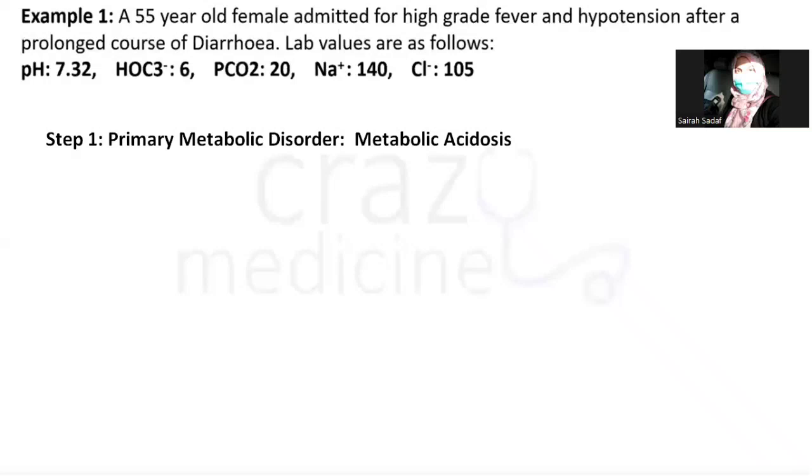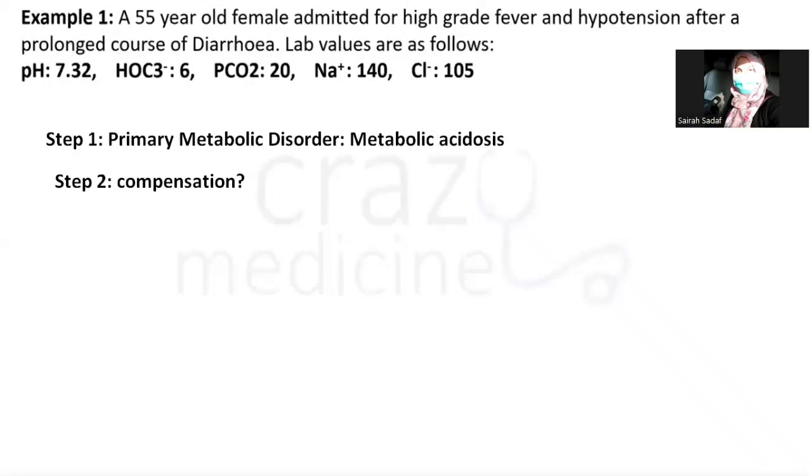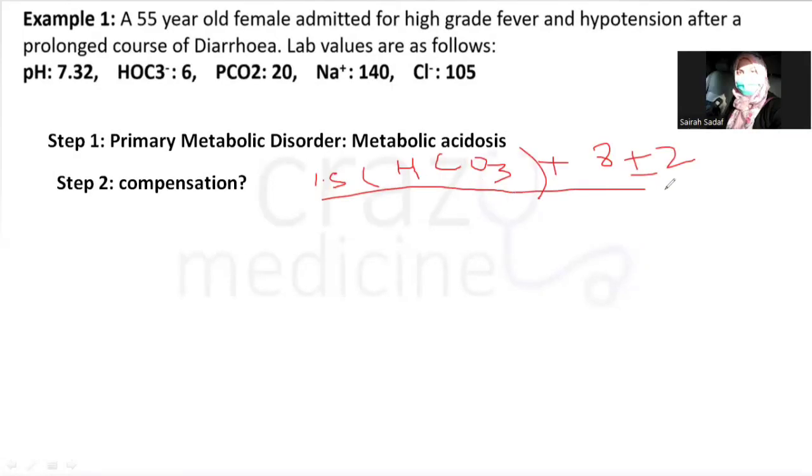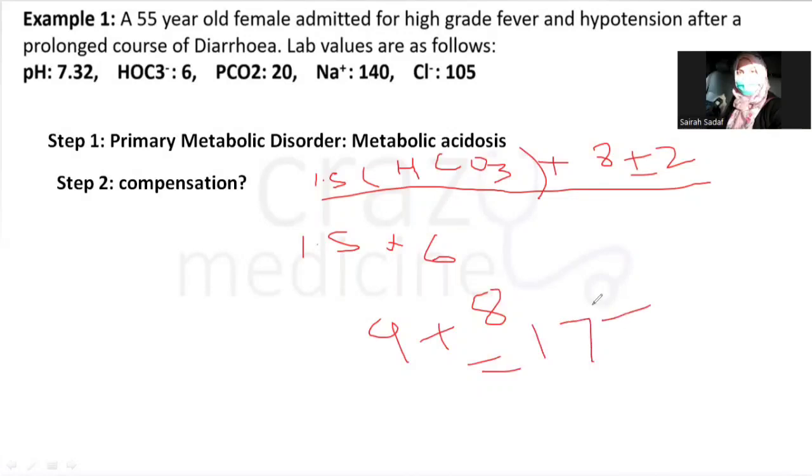Now you have to see whether it is compensated or not. What was the formula to calculate the compensation? I have mentioned this formula here. Now you have to multiply it: 1.5 multiplied by 6. Let's do it. Okay, now we have 9. 9 plus 8 is equal to 17. And then it is plus minus 2, so the range will be 15 to 19.